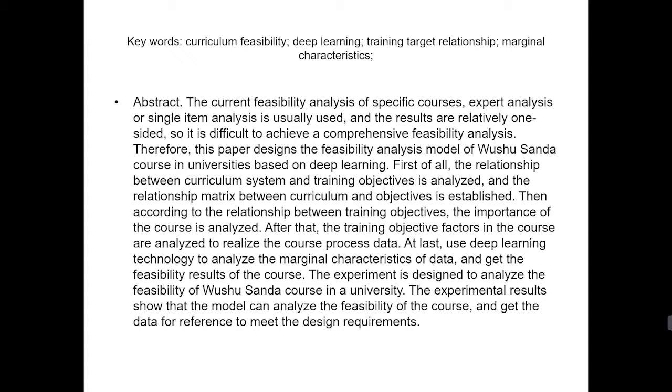Keywords: curriculum feasibility, deep learning, training target relationship, marginal characteristics. Abstract. The current feasibility analysis of specific courses, expert analysis or single item analysis is usually used, and the results are relatively one-sided, so it is difficult to achieve a comprehensive feasibility analysis. Therefore, this paper designs the feasibility analysis model of Wushu Sanda course in universities based on deep learning. First of all, the relationship between curriculum system and training objectives is analyzed, and the relationship matrix between curriculum and objectives is established.